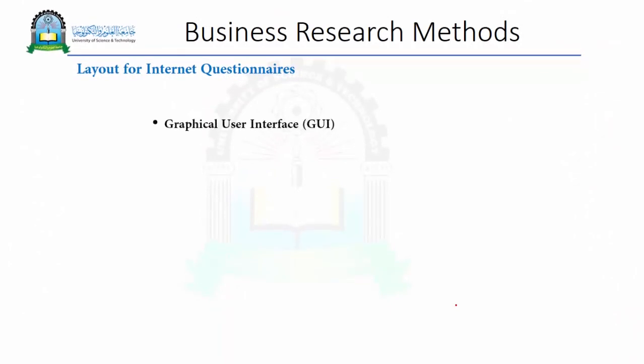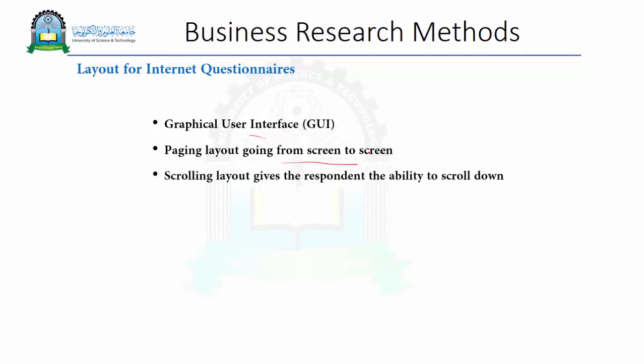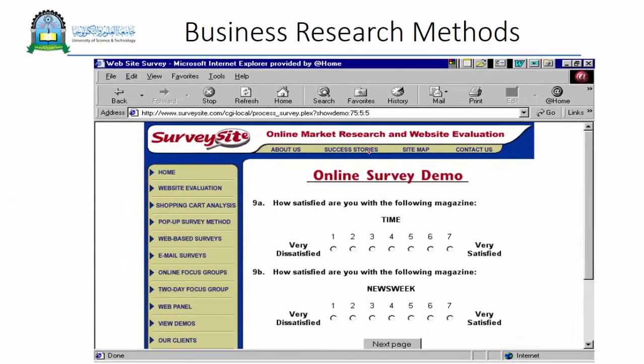The layout for an internet questionnaire using some software includes a graphical user interface, and a paging layout going from screen to screen. A scrolling layout gives the respondents the ability to scroll down or go from any question to question. Push button, where the answers are going to be collected electronically. Status bar. So a lot of things which can ease the questionnaire.